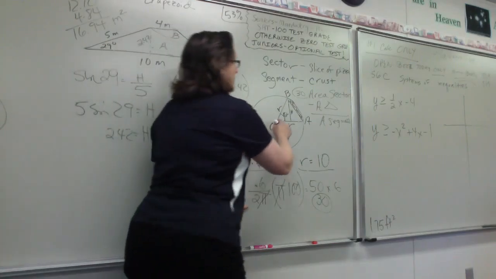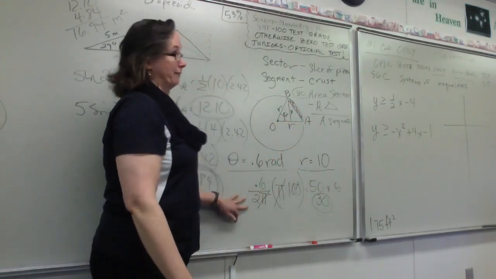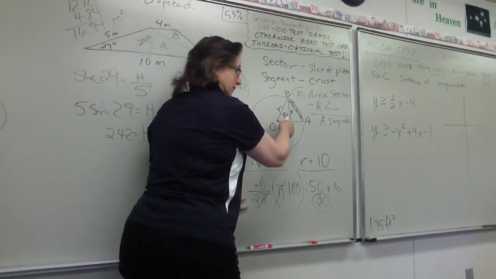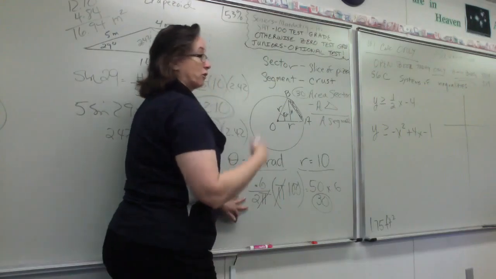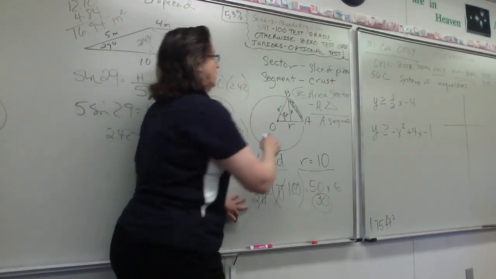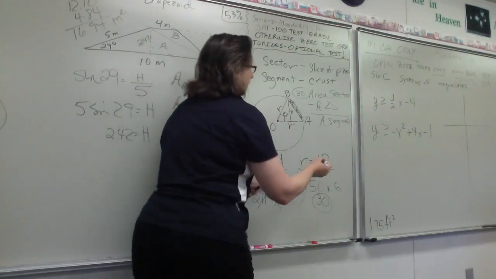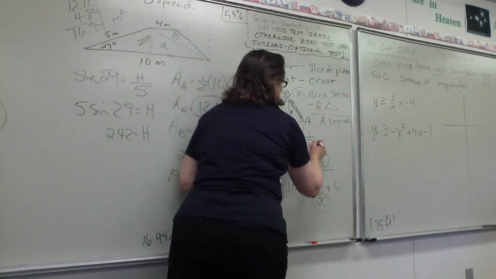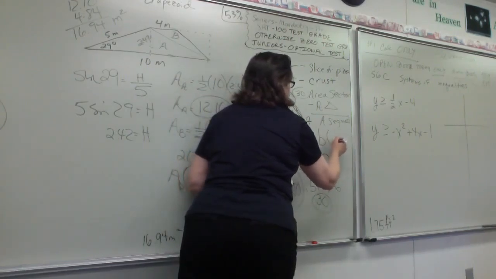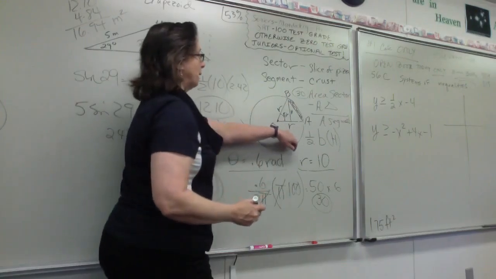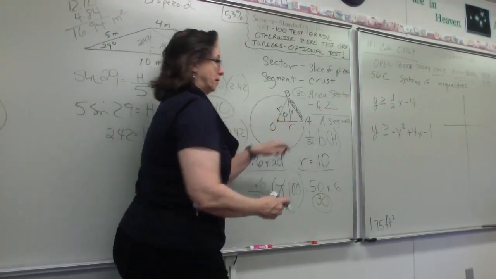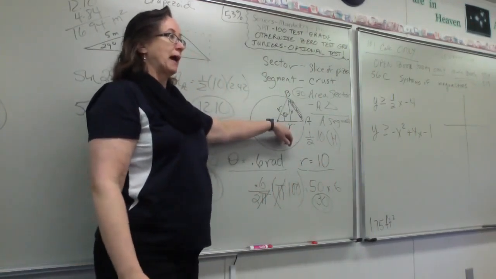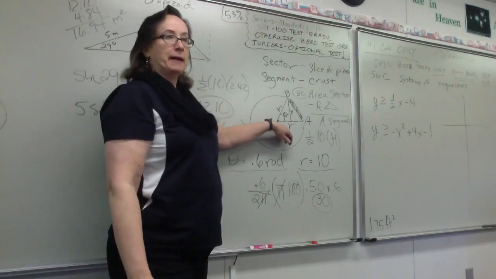Now what is the area of the triangle? Can I figure that one out? I've got a theta. It's in radians. I could turn it into degrees, but I don't have to. What can I do as far as my theta? The area of the triangle is 1/2 base times height. Now I know my base is my radius. My base is 10. So all I have to do is find out what my height is. Does everybody understand that?